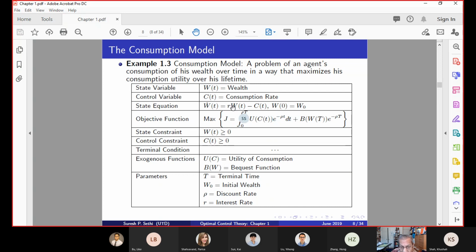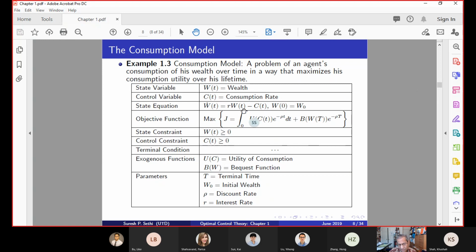But your wealth is deposited in a savings account, and the savings account earns the interest rate of r. So with the interest rate of r, my W dot, which is the rate at which my wealth is changing, is the amount of interest that I gain minus consumption, right? And I have initial wealth of W0.